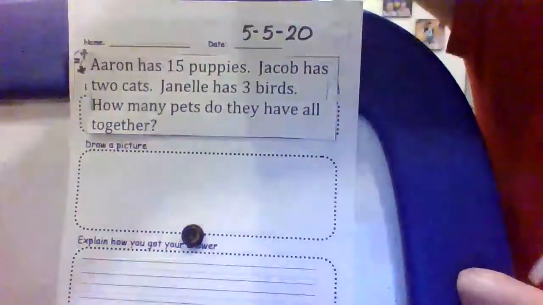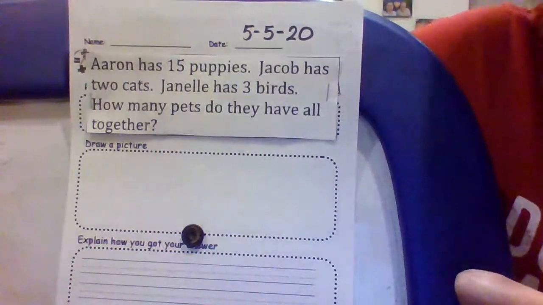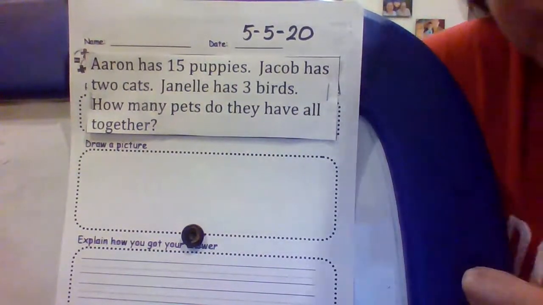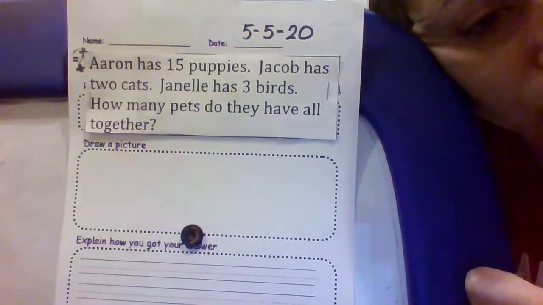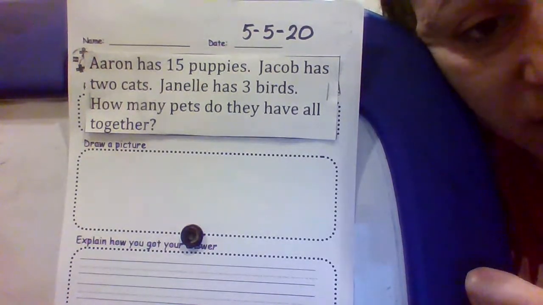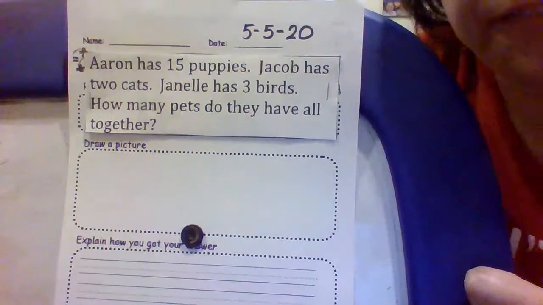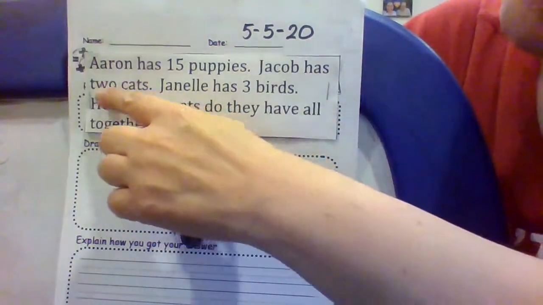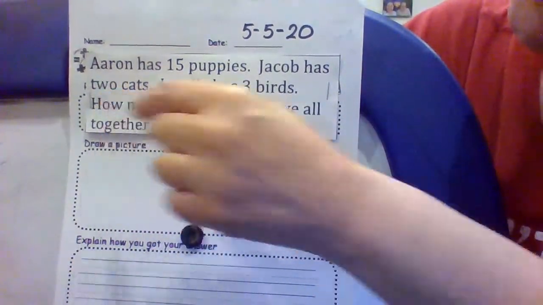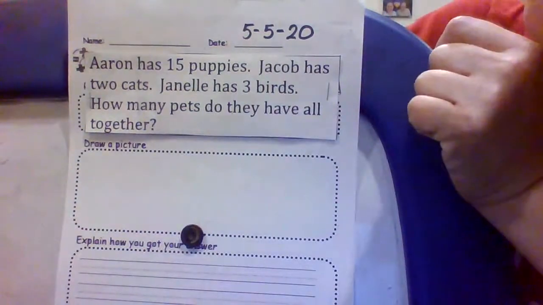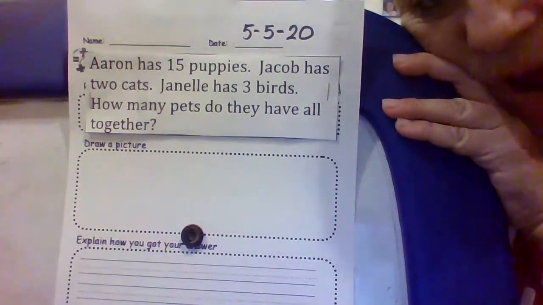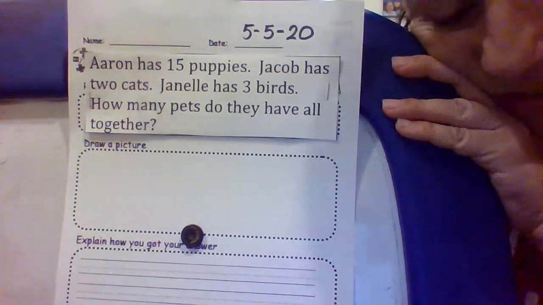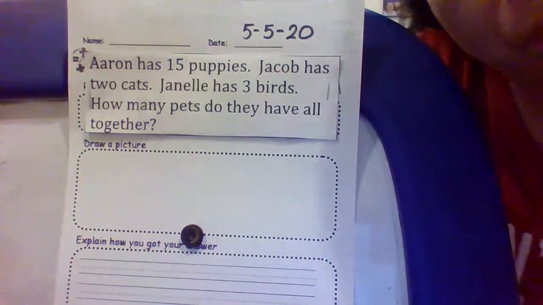That answer would have been Aaron, because the biggest number is 15. But that's not what they're asking here, is it? What if they asked you who has the fewest amount of pets? You would have to choose the 2 cats, because 2 is fewer than 3, which is fewer than 15. But in order to answer this, you have to see what they're asking. So it's very important.